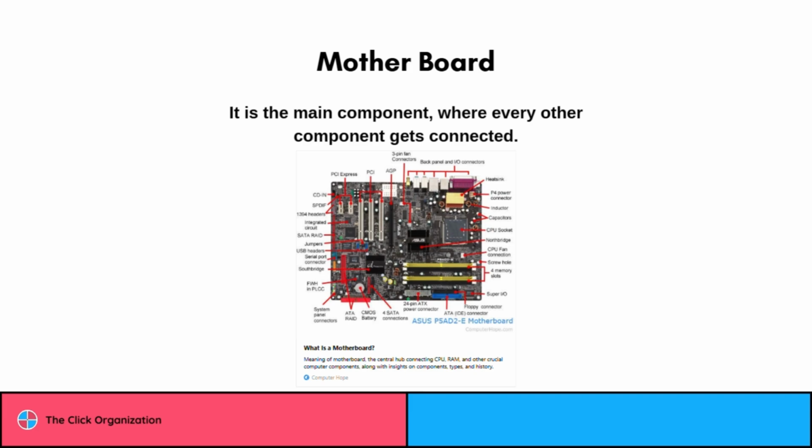So let's start with the first part of my computer's hardware, motherboard. It is the most important component of hardware where every other component gets connected. As you can see in here, we have PCI, AGP, CPU socket, CPU fan connection, and all the other things. Everything is basically in here, and this is the heart of computer.